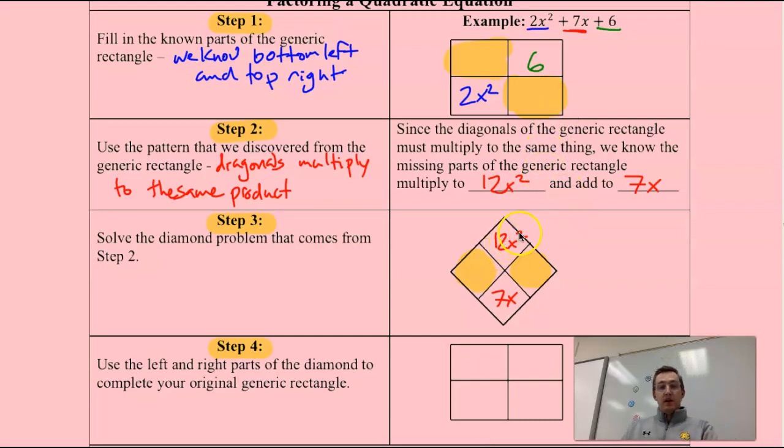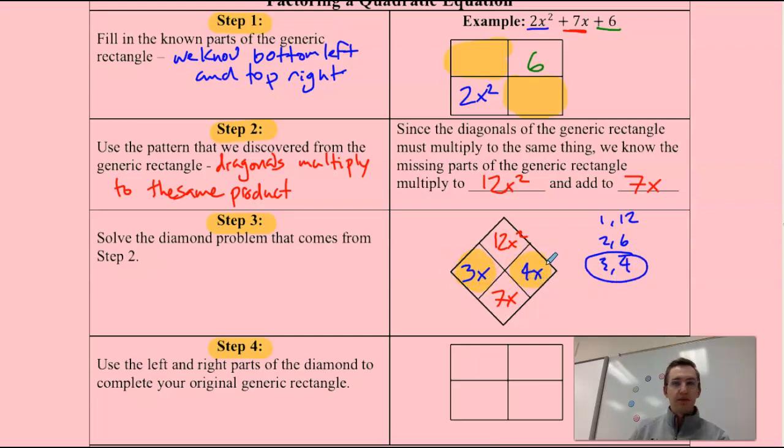So now we just got to figure out what multiples of 12 basically add up to 7. So if you ever get stuck with this, what I would recommend doing, make a list of all the multiples of 12 that you can think of. So for example, we've got 1 and 12, we've got 2 and 6, we've got 3 and 4, and I think that's it. So now we got to figure out which ones add up to 7, and that's going to be 3 and 4. So here we got to put 3x and 4x.